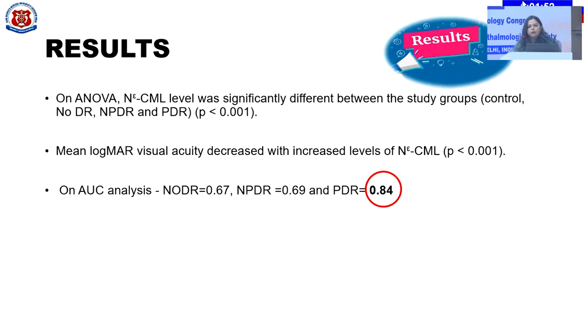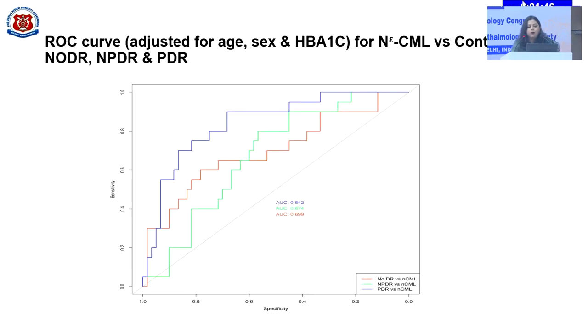Coming on to a major analysis, the receiver operator characteristic analysis. On AUC analysis, in this ROC curve chart, on the vertical axis we have the sensitivity and on the horizontal axis we have the specificity, and the AUC for PDR is coming out to be 0.842, which is quite significant for a diagnostic tool.